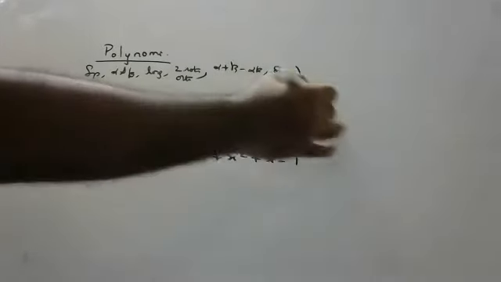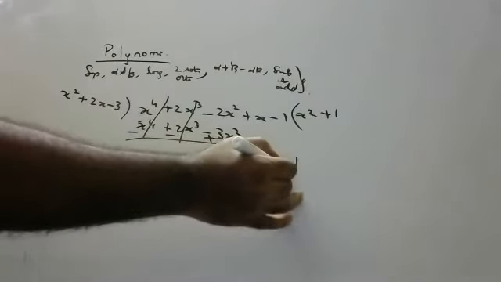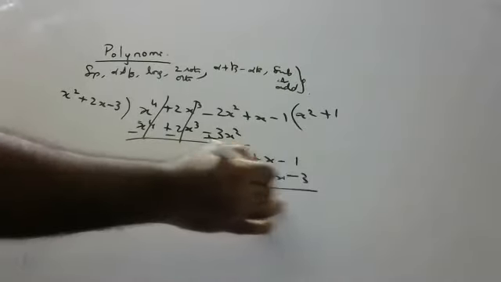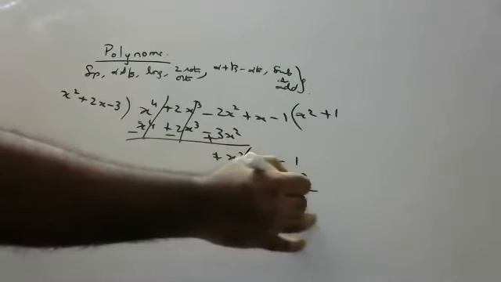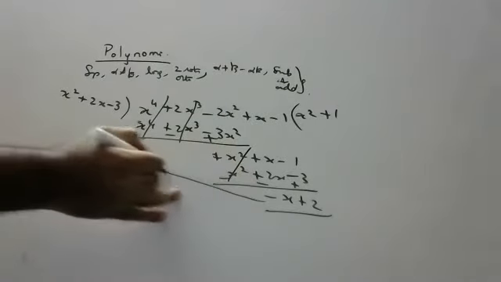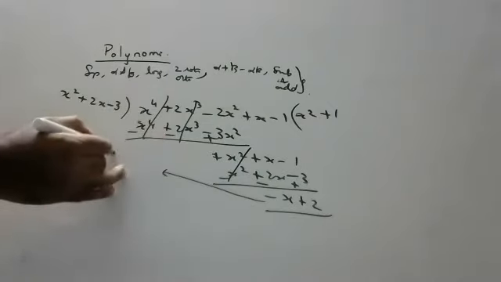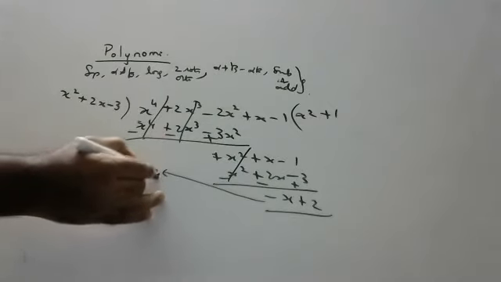x squared by x squared is 1, children. 1 into x squared is x squared. 1 into 2x is 2x. 1 into minus 3 is minus 3. This minus this plus is gone. Minus x plus 2. Okay, now this minus x plus 2 you got, my children. So plus x minus 2 should be added.